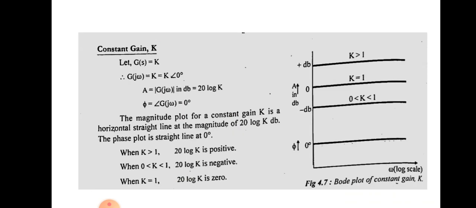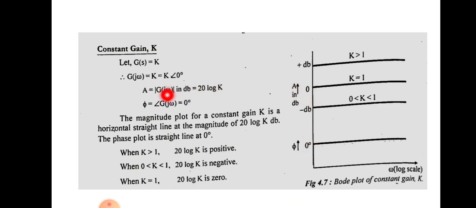When this term comes, we know that G of j omega will be K, right? There is no s term, so G of j omega itself is K, and K has a magnitude K and angle 0. Since it is a constant function, its angle is 0 and magnitude is K. So we can draw the magnitude K and angle 0 in a graph where the x-axis shows the log omega variation and the y-axis shows the magnitude variation. Usually magnitude is expressed in decibels. A decibel quantity is obtained by taking 20 log of the quantity.